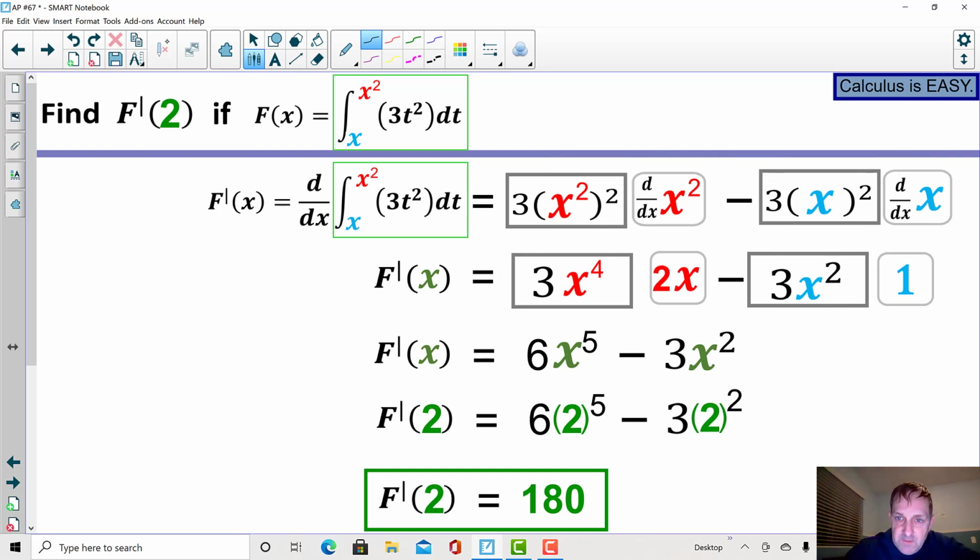So we can simplify this just a little bit. 3 times 2 gives us a 6. And x to the 4 times x gives us x to the 5.